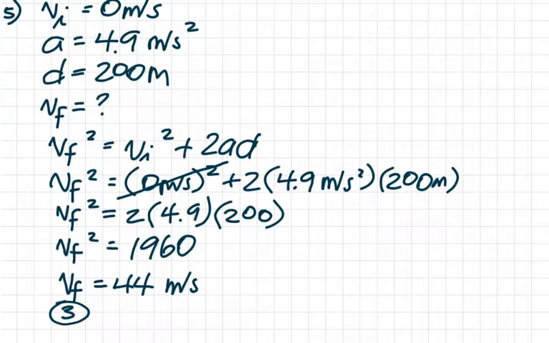You don't get 44.3 because the acceleration is too few sig figs. So the actual question is wrong. But whatever, nobody asked me. Choice 3, close enough. Next question.